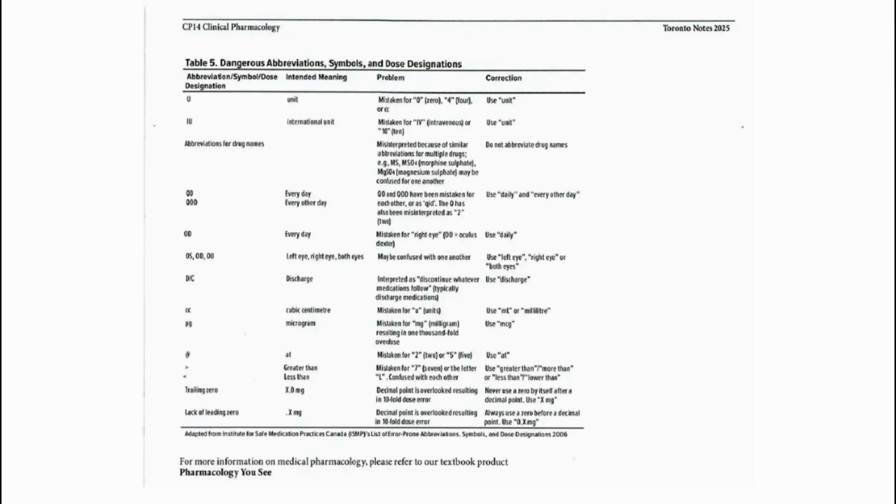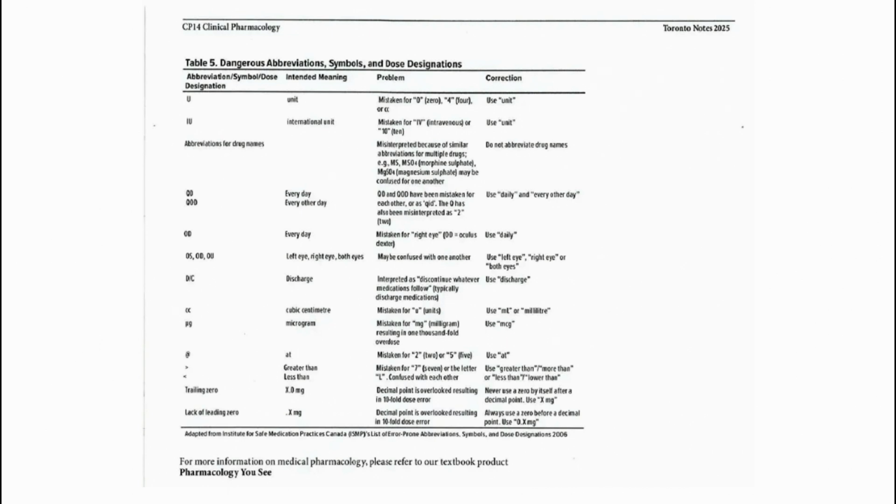The first abbreviation, as I mentioned before, is U for unit. This abbreviation can easily be mistaken for the number 0 or the number 4 or even CC, potentially resulting in serious dosing errors. Therefore, the safest practice is to write the word unit in full. Similarly, IU, which stands for International Unit, may be misread as IV for intravenous or as the number 10. To prevent confusion, always write International Unit or simply unit as appropriate.